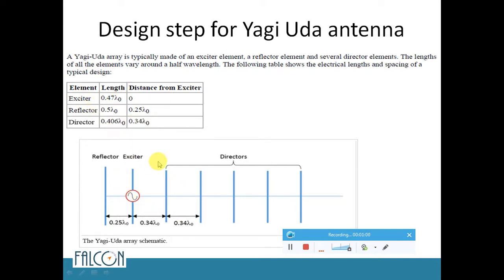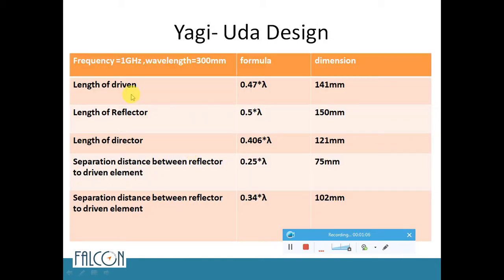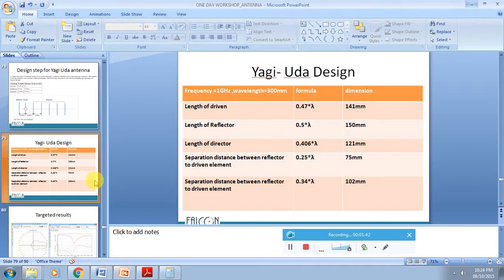So first we will calculate for 1 gigahertz frequency. So this is my frequency, 1 gigahertz, wavelength is 300 millimeter. So length of driven element is 0.47 into lambda, so approximately 141 mm. Length of reflector is 150 mm. Length of director is 121 mm. Separation distance is 75 mm, and separation distance between reflector to driven element is 102 mm. So the same dimensions we are going to put in our software, EM cube Libra model.